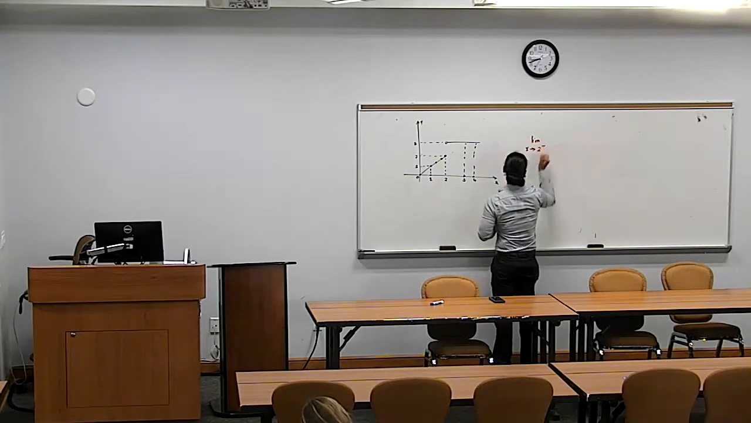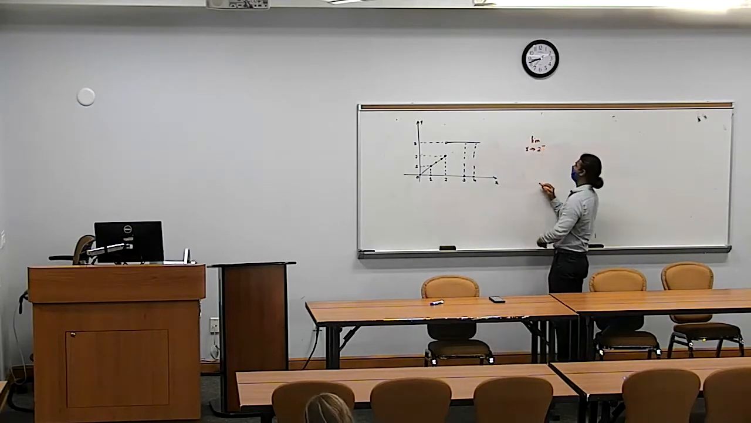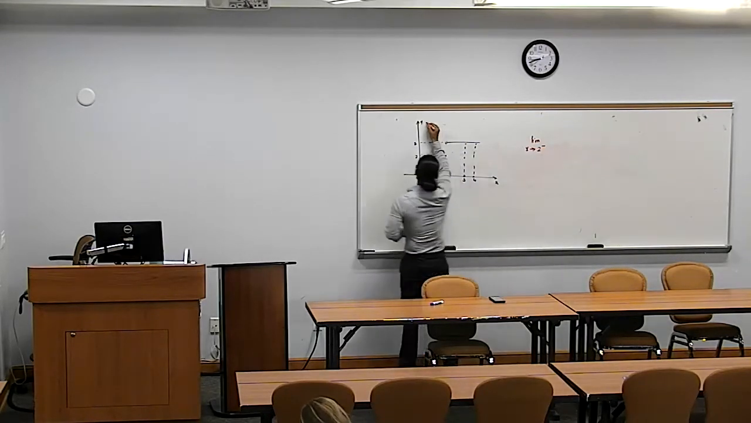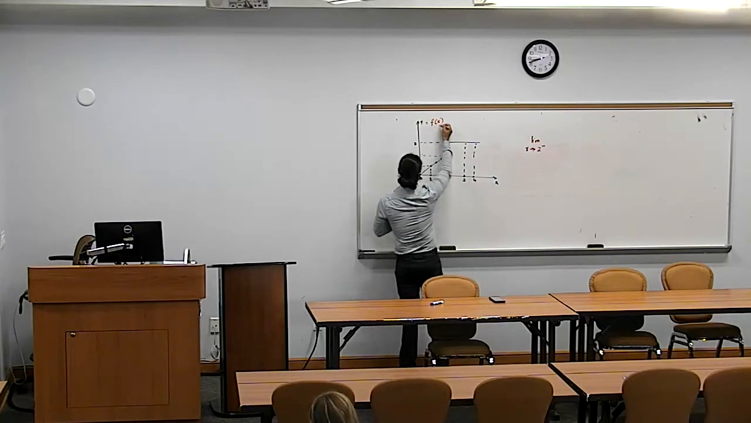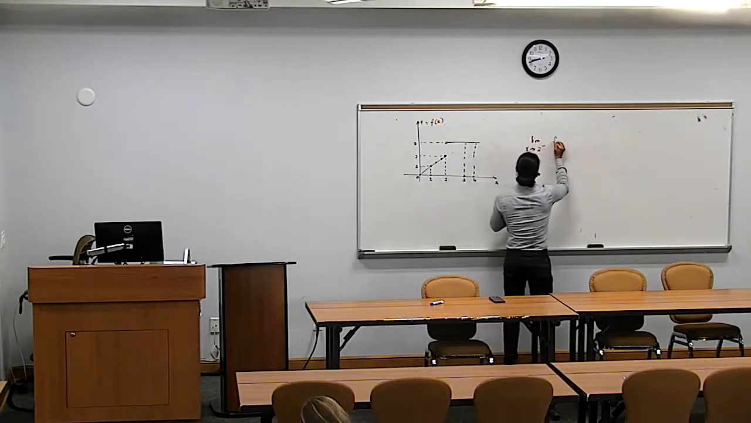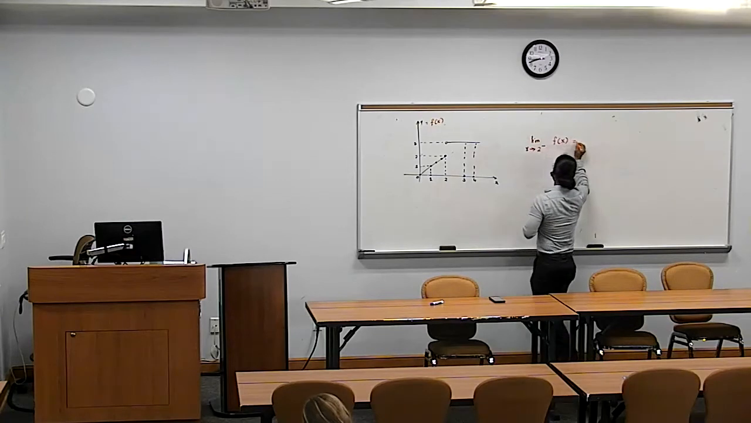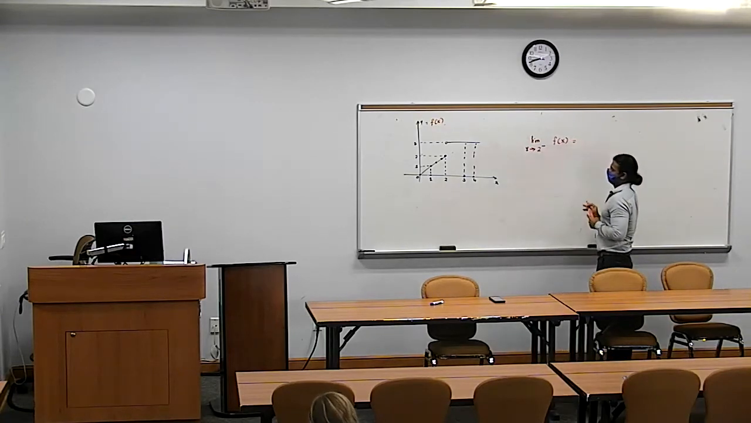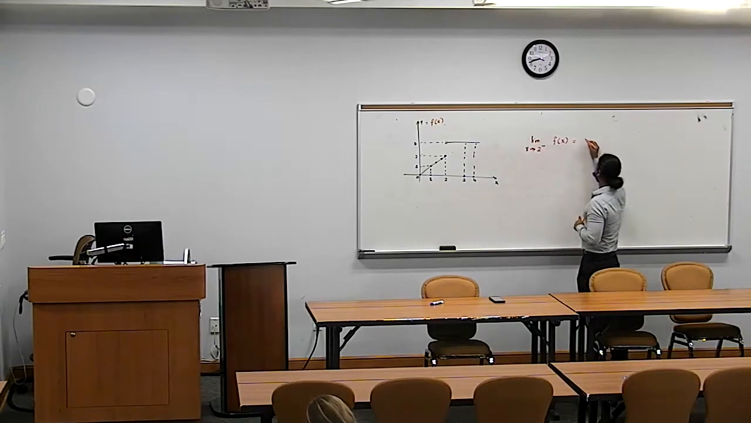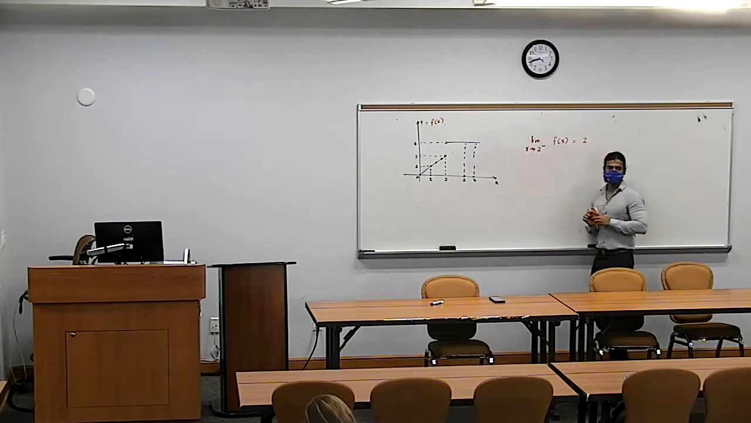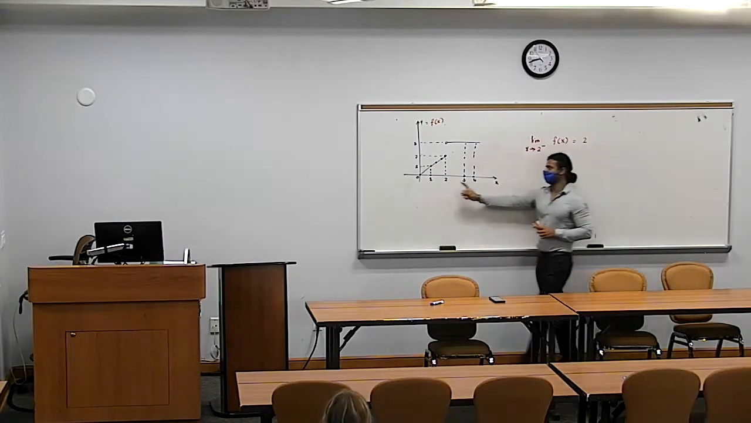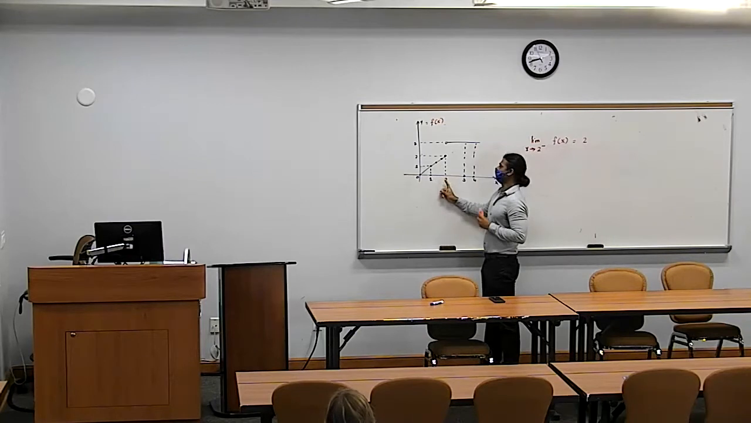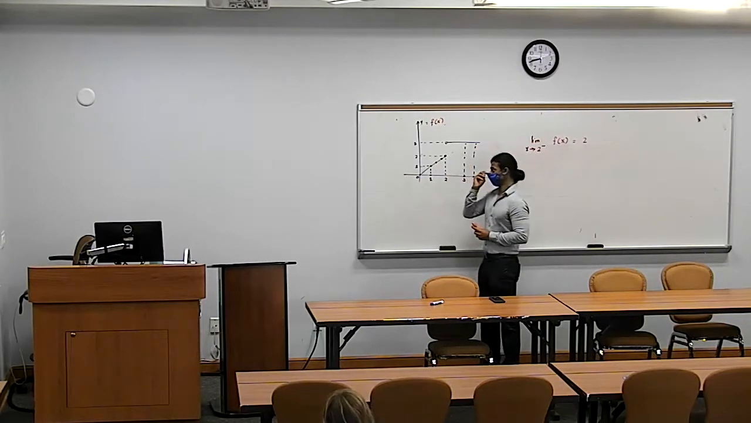So when I approach the value of x from the left-hand side, so limit as x approaches 2 from the left-hand side of whatever function this may be, I'll call it f of x, the value of the function is 2, correct? So as I get closer and closer to 2 on the x-axis, the value of the function is approaching 2.